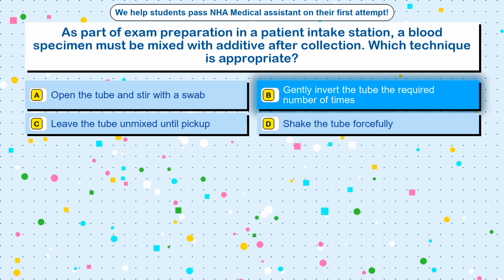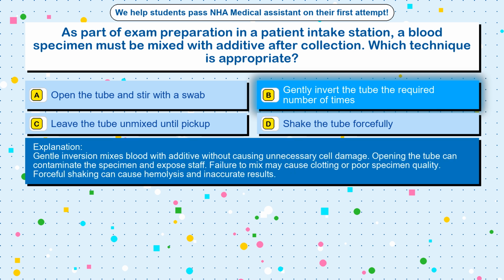The correct answer is option B, gently invert the tube the required number of times. Gentle inversion mixes blood with additive without causing unnecessary cell damage. Opening the tube can contaminate the specimen and expose staff. Failure to mix may cause clotting or poor specimen quality. Forceful shaking can cause hemolysis and inaccurate results.